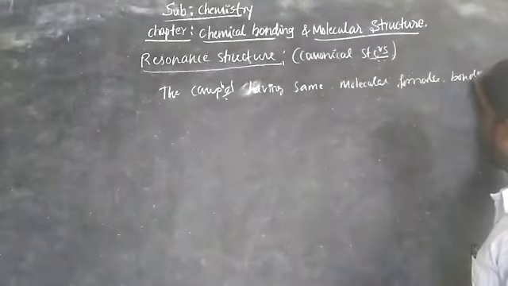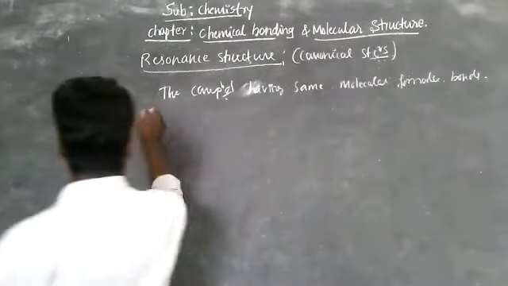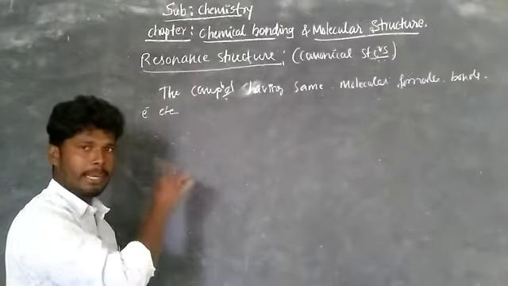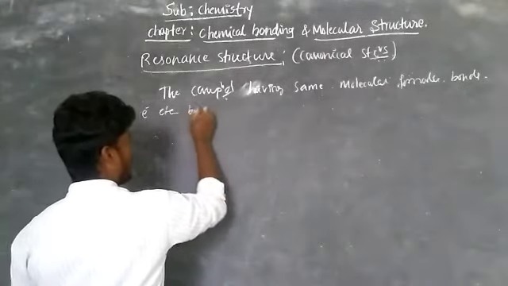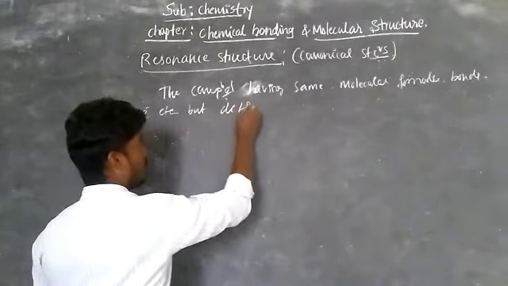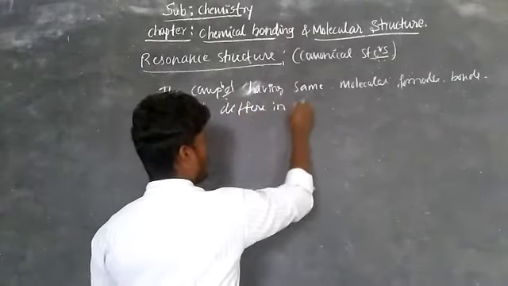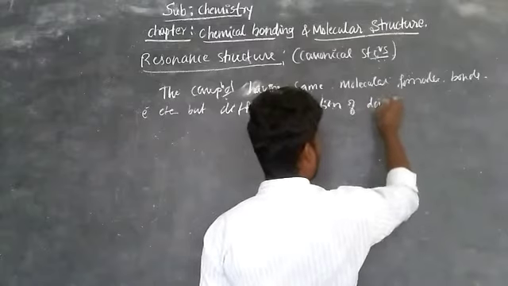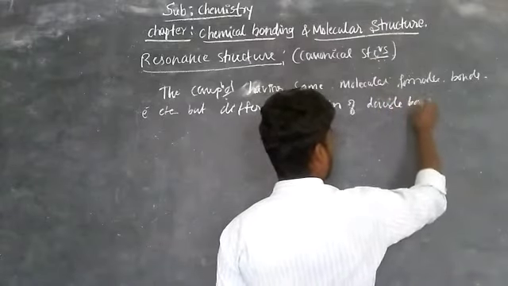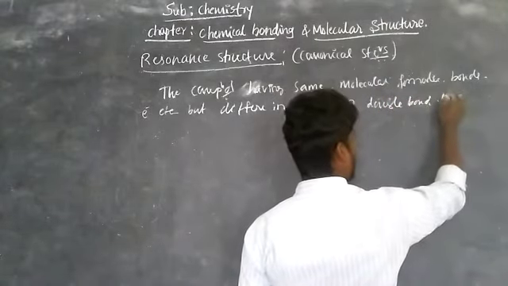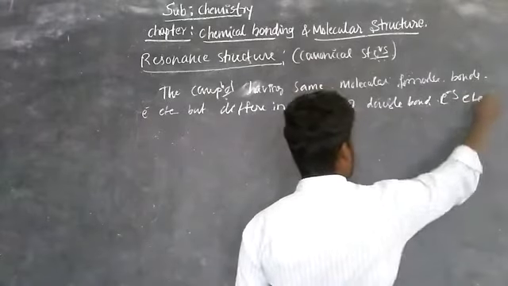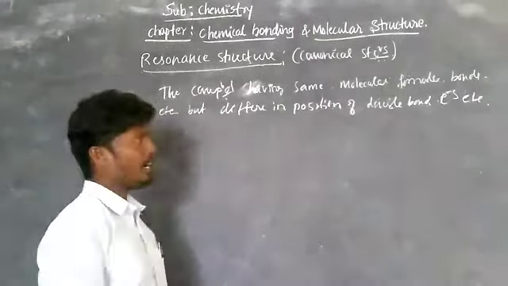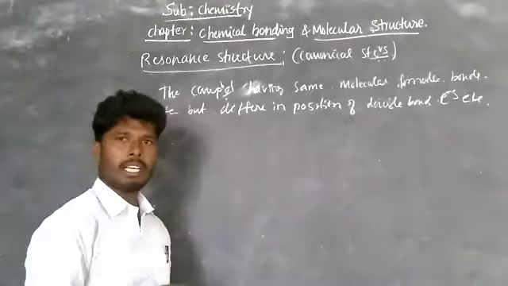bonds, electrons, energy, everything will be same but differ in position of double bond, lone pair electrons or electrons. So electrons and everything is with changes between 2 atoms, but all quantities will be same.